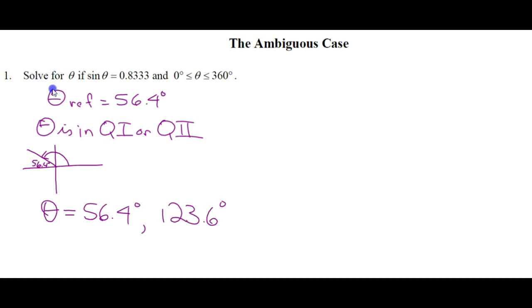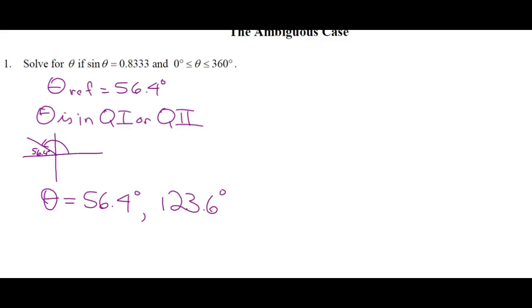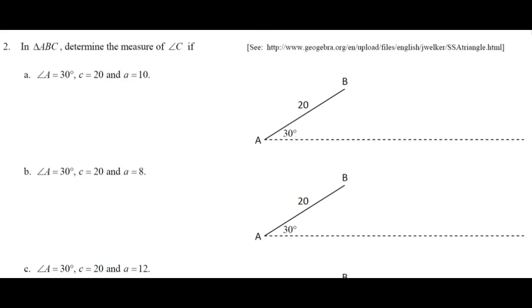All right, so when we're using sine or inverse sine, we're finding the angle whose sine is something. We're always going to get two answers, right? A quadrant 1 angle and a quadrant 2 angle. Now this can lead to problems when you're doing triangles like this.